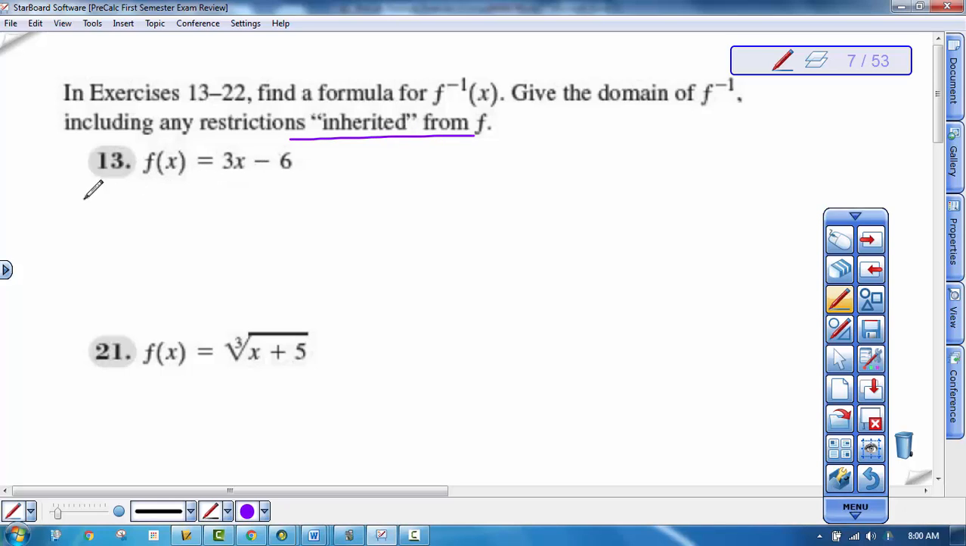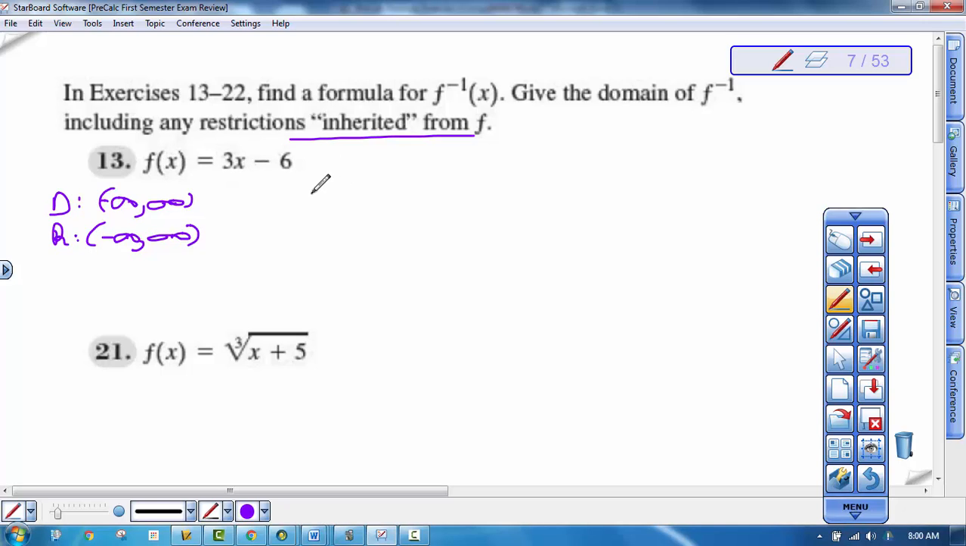So the domain and range of the original function here is all real numbers. So negative infinity to infinity for both the domain and range, because it's just a line. That means that when I find the inverse, I just switch the domain and range to find the domain and range of the inverse. So keep that in mind. That can be important, not in this problem because it doesn't matter, but for future problems.